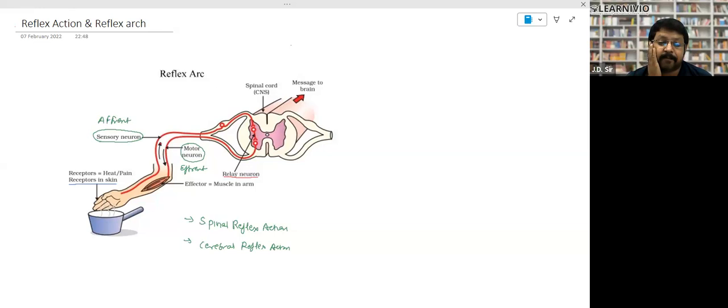There are two kinds of reflex action: spinal reflex action and cerebral reflex action. In a spinal reflex action, the brain is not involved at all. But in a cerebral reflex action, the brain is also involved. Like driving a car is a reflex action. You hardly look at the brake, clutch and all that. You just drive the car.